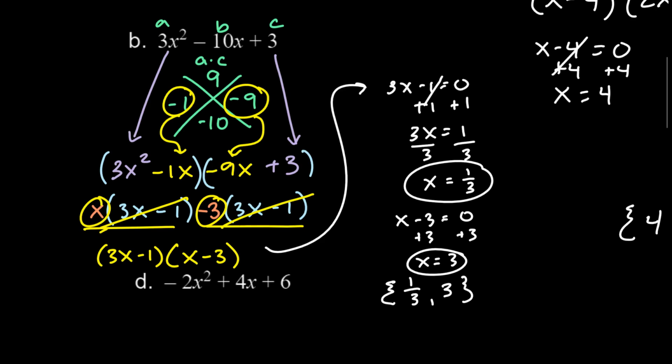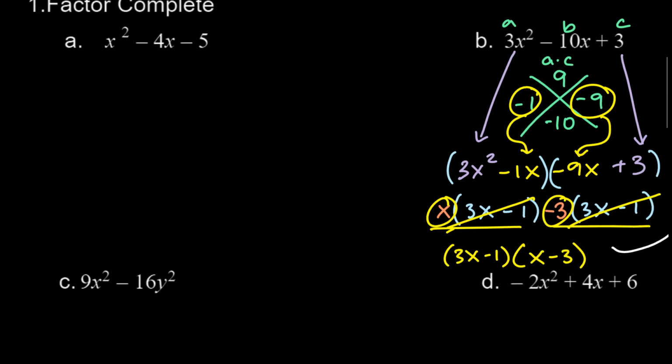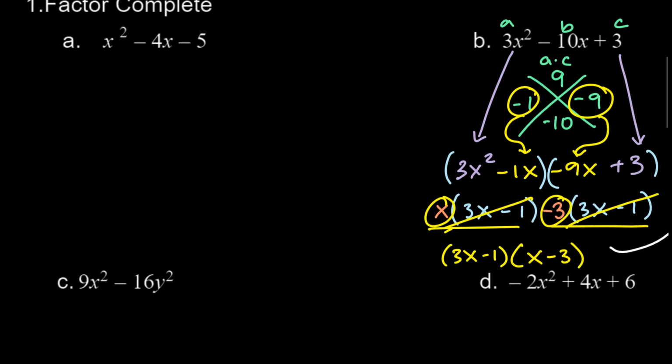All right. So I want you guys to go ahead and do A, C, and D and find the solutions for A and D. You cannot find the solution for C there because there are 2 variables, okay? So factor each one of these and find the solutions for A and D.